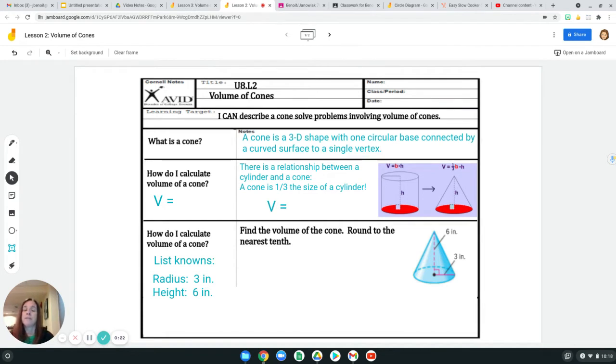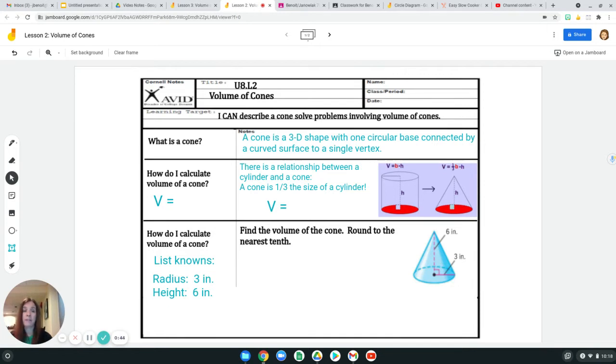All right, remember this is a video. At any time you can pause it, rewind to get what you need. Here we go. What is a cone? A cone is a 3D shape with one circular base connected by a curved surface to a single vertex. Okay, so a cylinder had two circular bases, a cone has one.